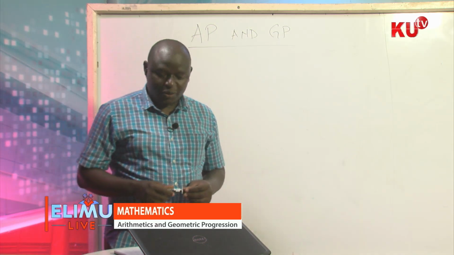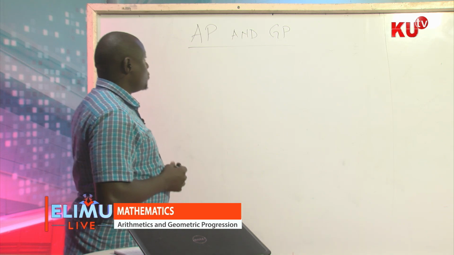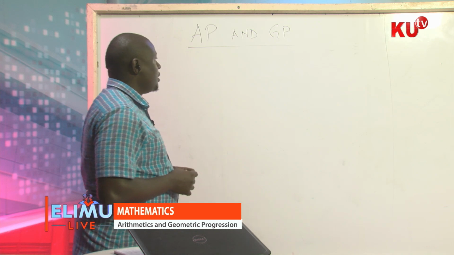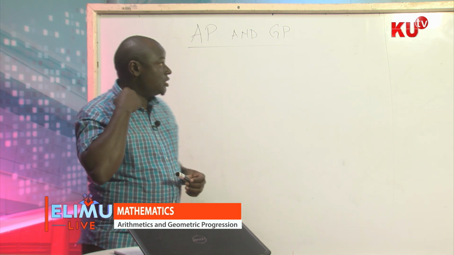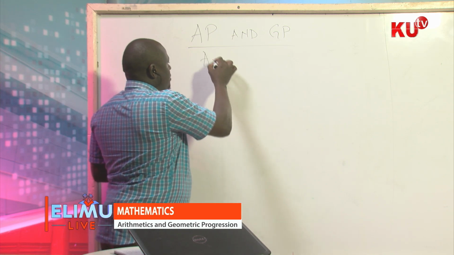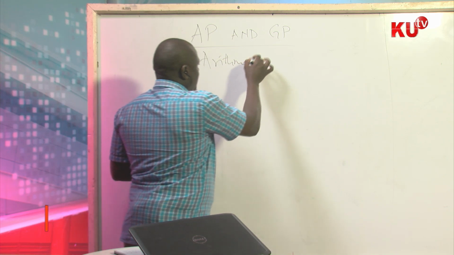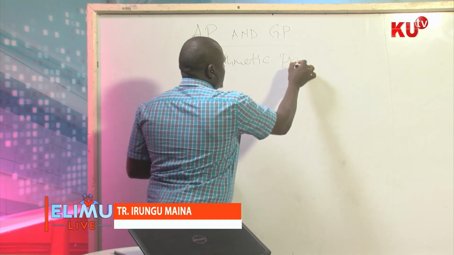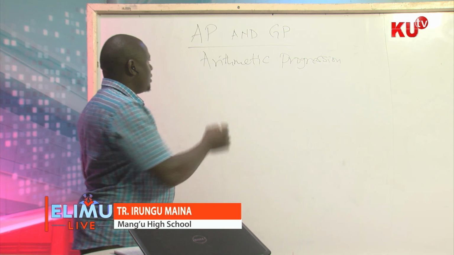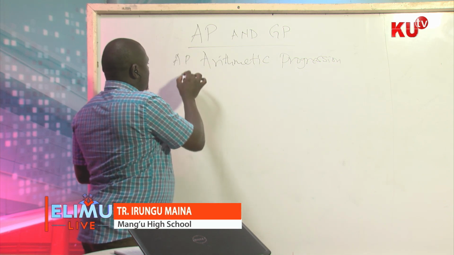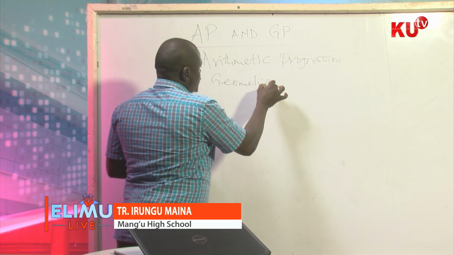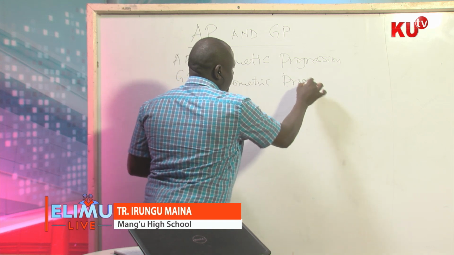Okay, hello and welcome to our lesson today. We want to focus on this topic called AP and GP. Basically, AP is arithmetic progression, and GP is geometric progression.